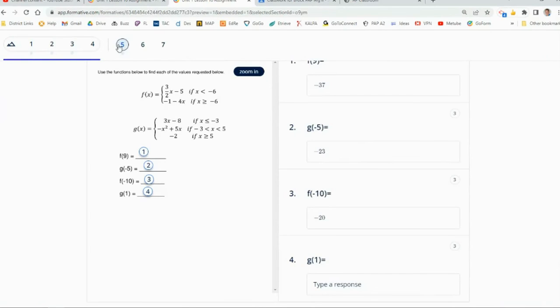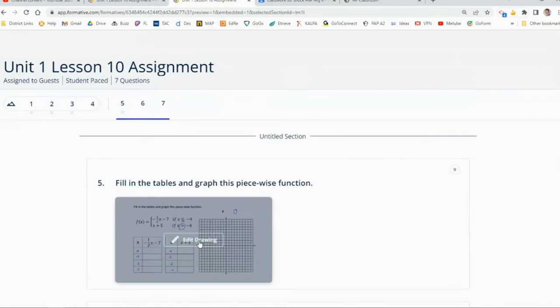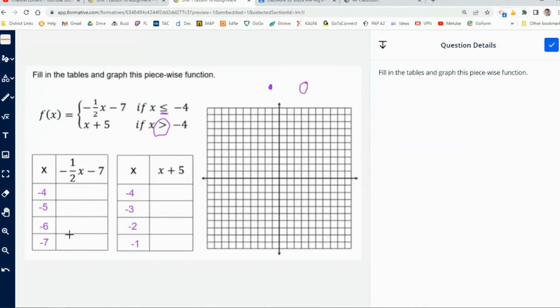After that, you had to graph this. So when I click on this, I went ahead and filled in these. I was working on this last week. And I said, well, when it's less than or equal to -4 or greater than -4. So -4 is the breaking point. So for the first equation, it's when it's less than or equal to -4. So I made -4, -5, -6, -7. I made all the x less than. The other one's only when it's greater than. So I started at -4 because I need to know what it is.